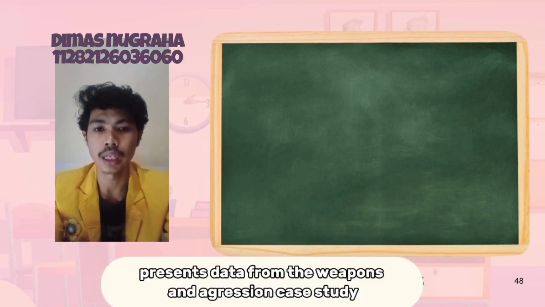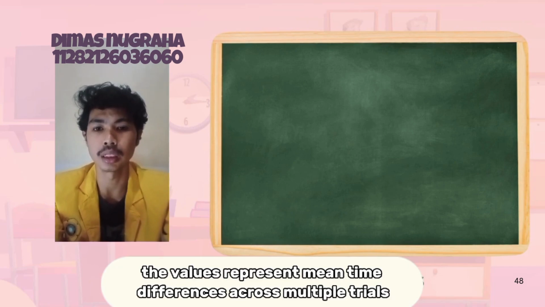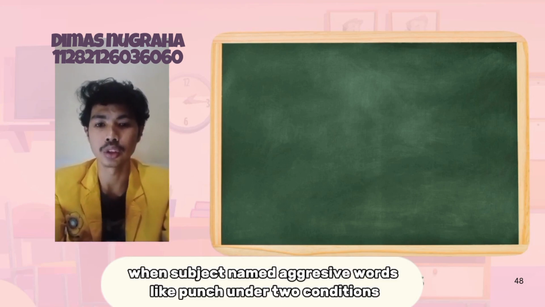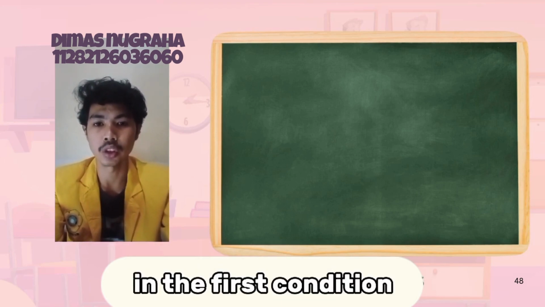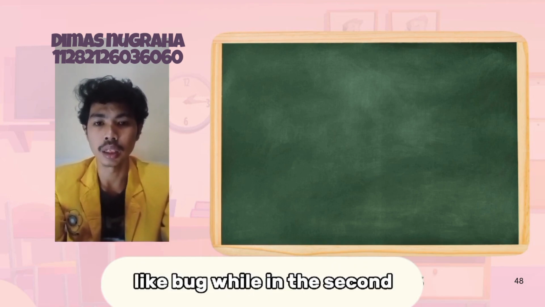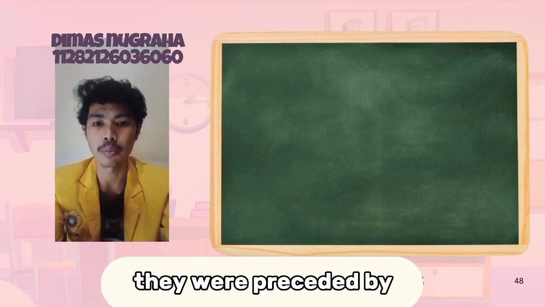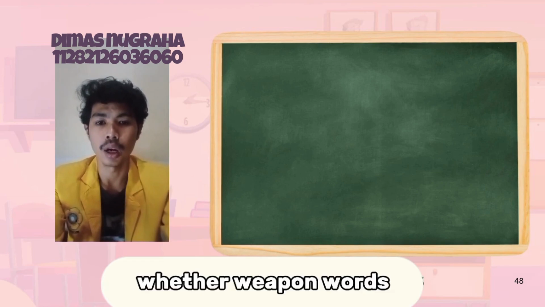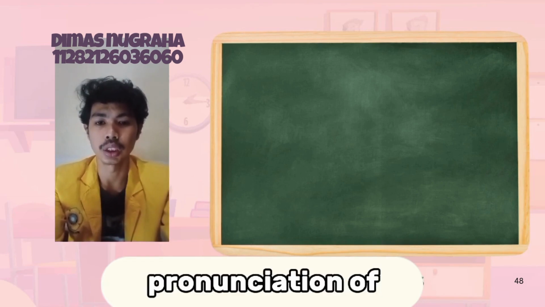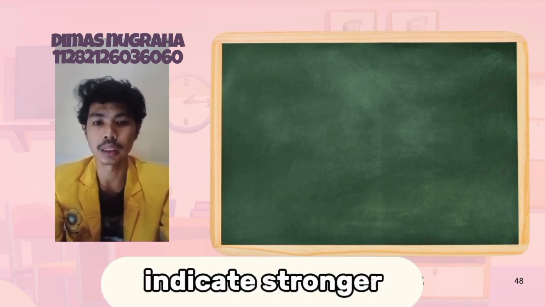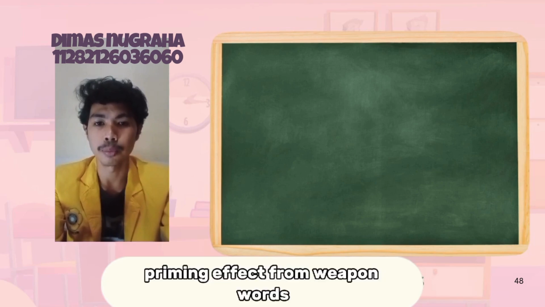Table 2 presents data from the weapons and aggression case study. The values represent mean time differences across multiple trials when subjects named aggressive words, like punch, under two conditions. In the first condition, these words were preceded by neutral words like buck, while in the second, they were preceded by weapon words like gun or knife. The experiment investigated whether weapon words would accelerate pronunciation of aggressive words compared to neutral words. Positive differences indicate a stronger priming effect.